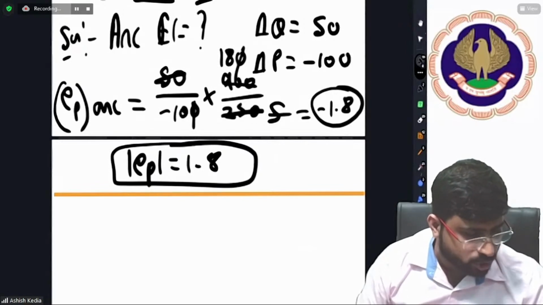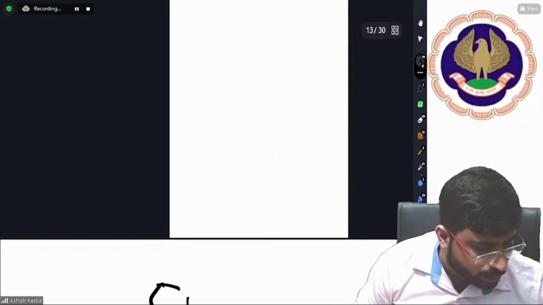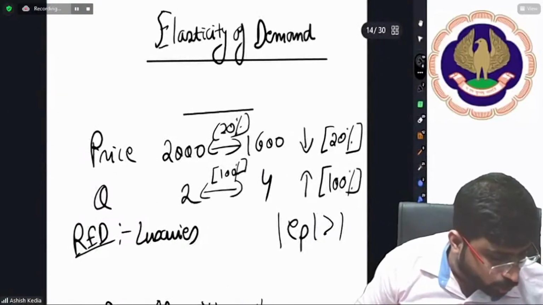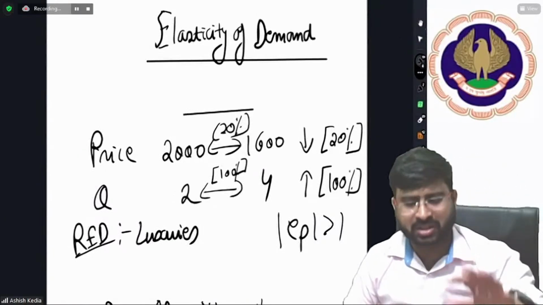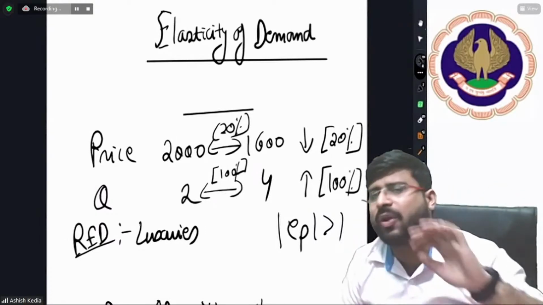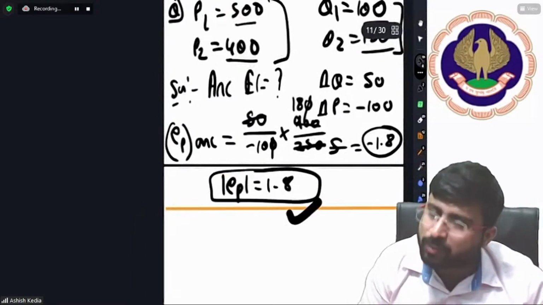Sir, can you explain to us the total outlay method? Yes, that's what I'm headed on to. Remember, the total outlay method is also called the total expenditure method. Here you just have to talk about the nature of elasticity. You don't have to find the exact numerical value. For example, here I found out minus 1.8.